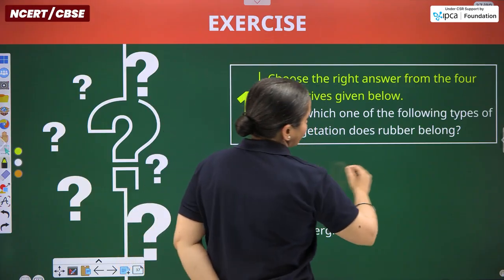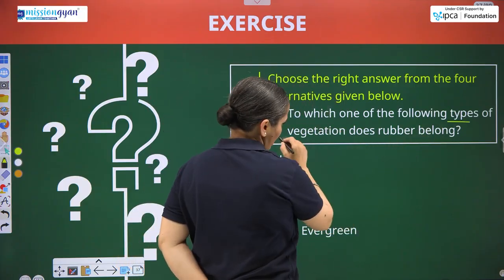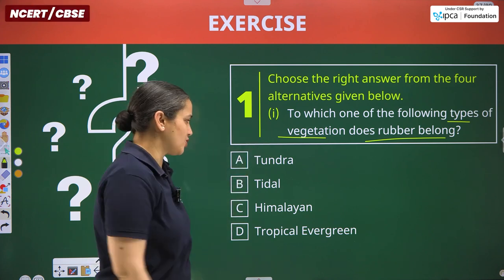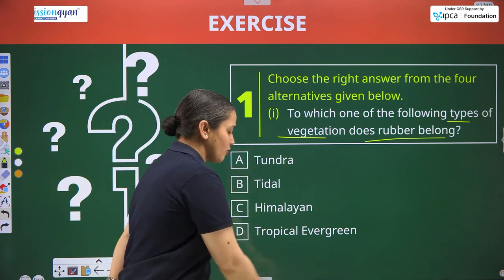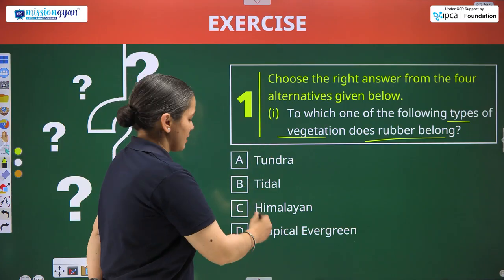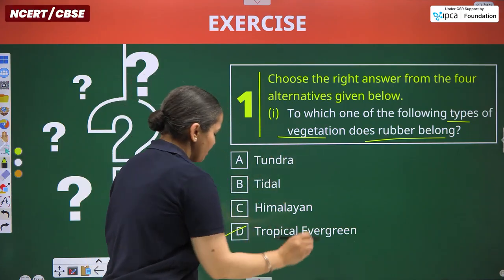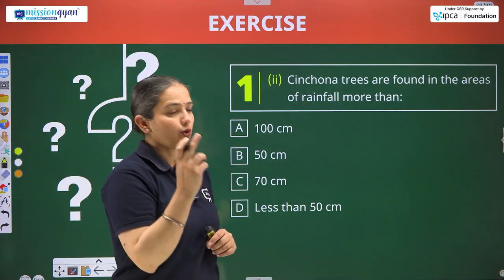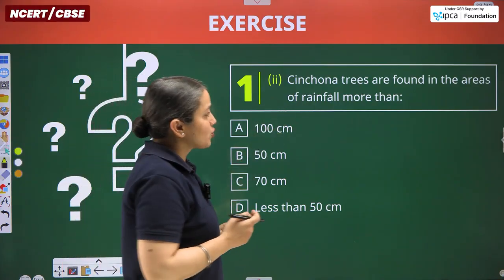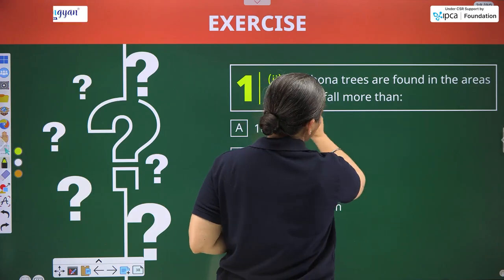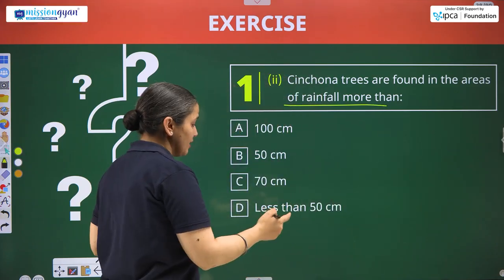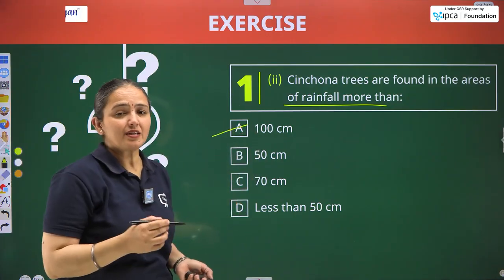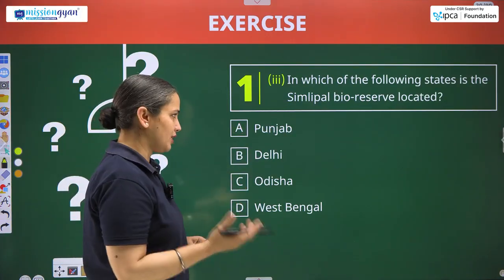To which one of the following types of vegetation does rubber belong? We have 4 types of vegetation: tundra, tidal, Himalayan and tropical evergreen. Among these, rubber falls in the tropical evergreen vegetation. It needs quite a good amount of rainfall or water. Then cinchona trees are found in areas receiving rainfall of more than 100 centimeters.